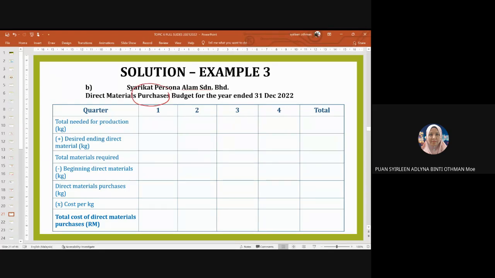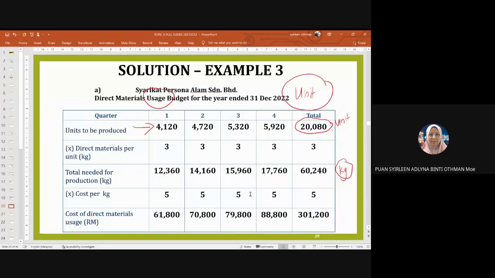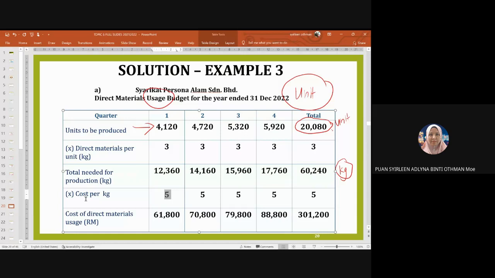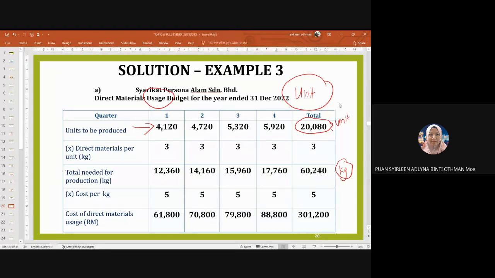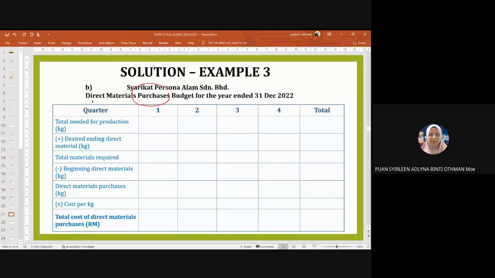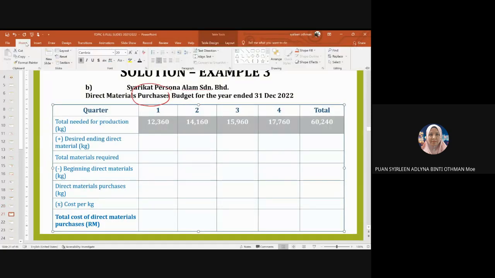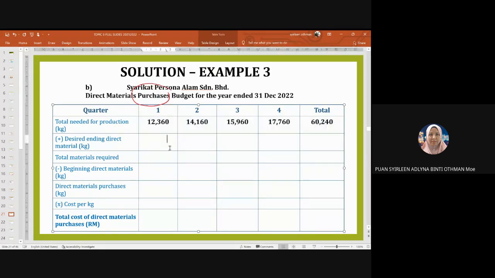Okay, so sekarang dia perlukan maklumat daripada sebelah. You dah tahu dekat sini, this is the total needed for the production, kg ni. Yang ni kita akan transfer ke the next budget. Okay. So total needed for the production, I just copy paste bawa sini. Alright. So here is the total needed for the production.